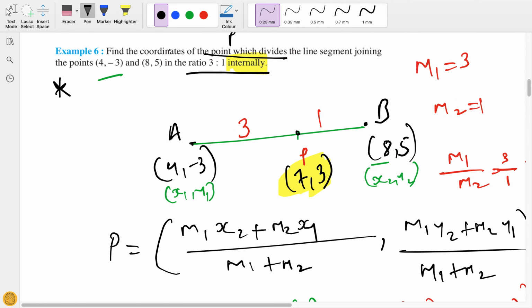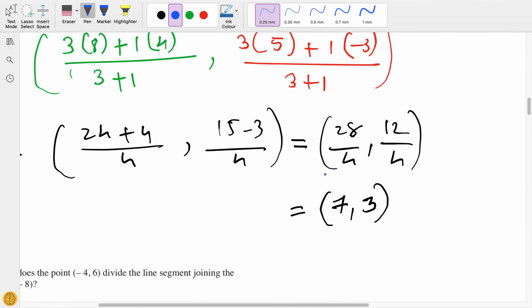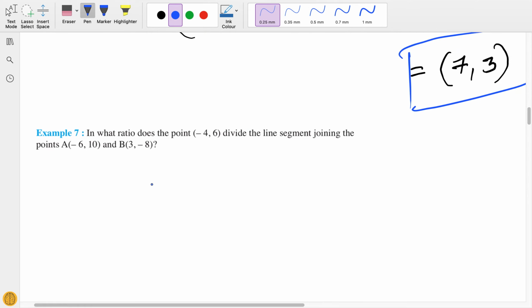Okay, if you want to repeat, then please go backwards and watch this question again, and do let me know if you have any doubts. Let's move on to the next question. So okay, this is our final coordinates, right? Okay, beta. The example 7.